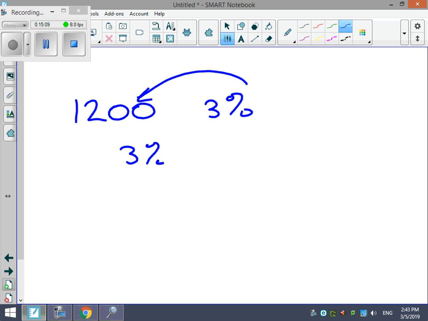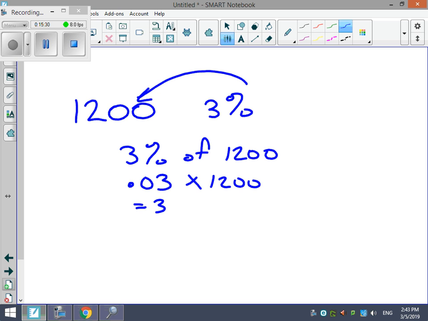So really what we're doing is 3% of 1,200, 1,200 being the sale price. 3% as a decimal is 0.03, don't be fooled. Of this multiplication, 0.03 times 1,200 is $36. That is what her commission would be. So she just gets an extra $36 in her paycheck in addition to her hourly wage.